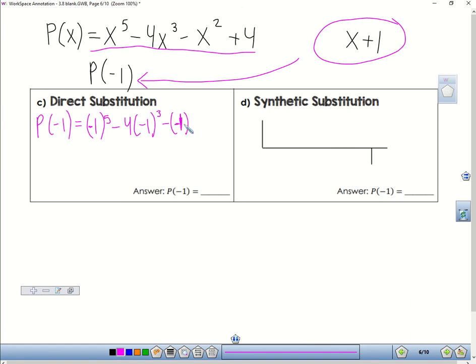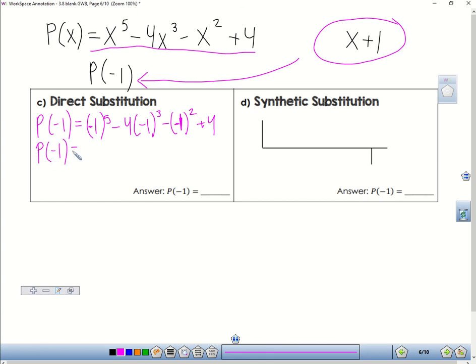This is a -1. Like that. And all I did was I just replaced all of the x's with -1. So for this method, you just have to be particularly careful of your order of operations rules.